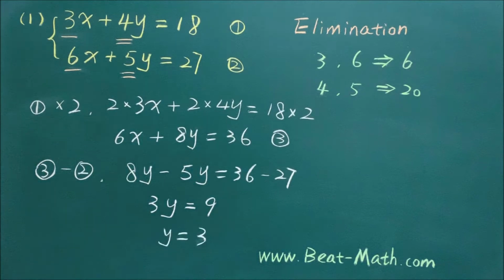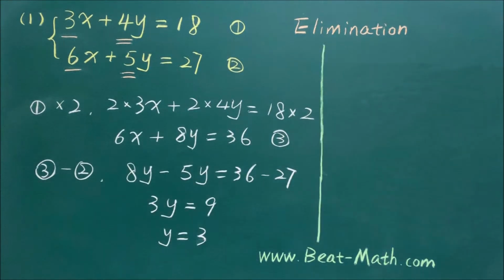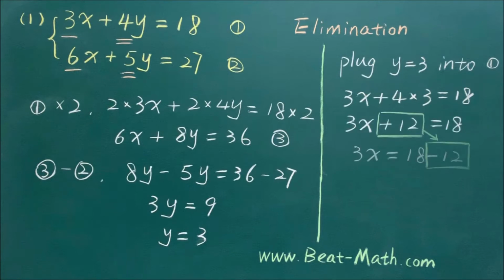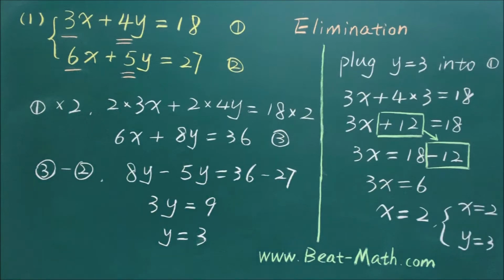So y equals 3. Then plug y into any of the equations. For example, equation 1. 3x plus 4 times 3 equals 18. 4 times 3 is equal to 12. Move 12 to the other side and get minus 12. If you're not familiar with this transposition trick, check the link in the video description. Okay, 18 minus 12 equals 6. 3x equals 6, so x equals 2. The solutions are x equals 2 and y equals 3, and that's it.